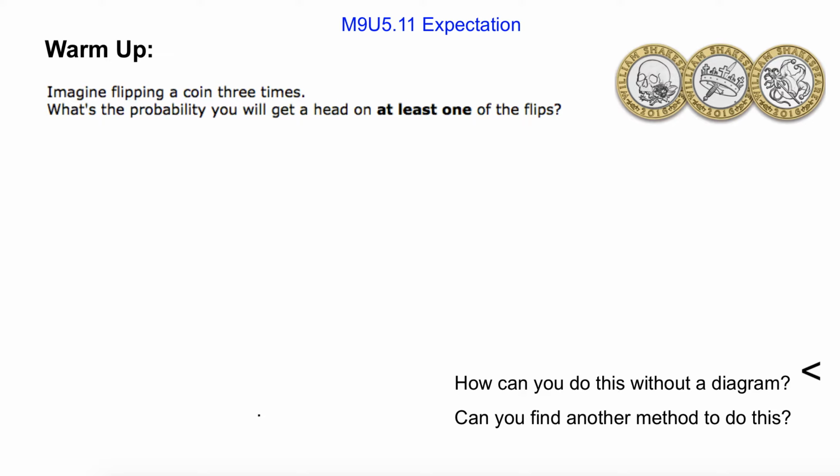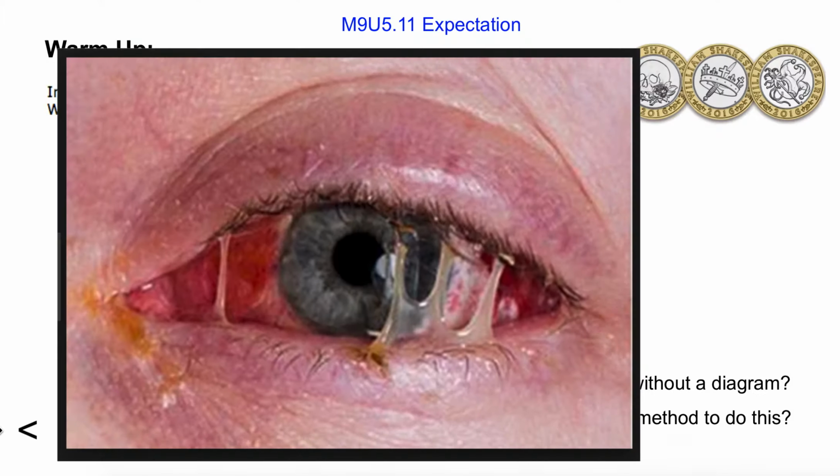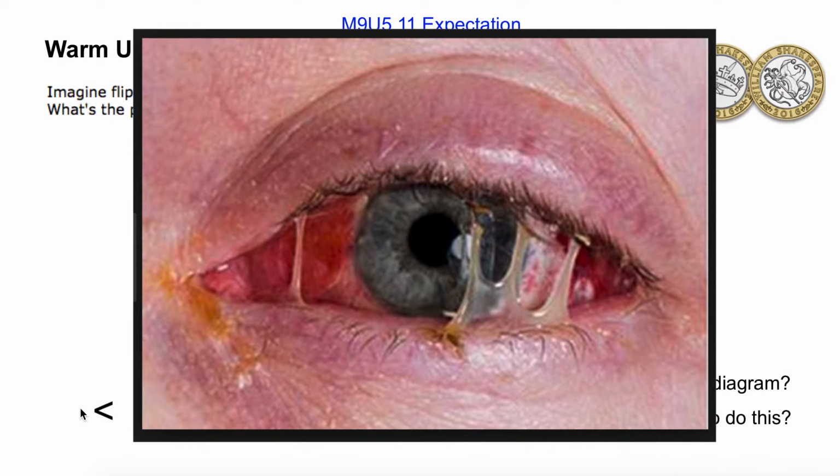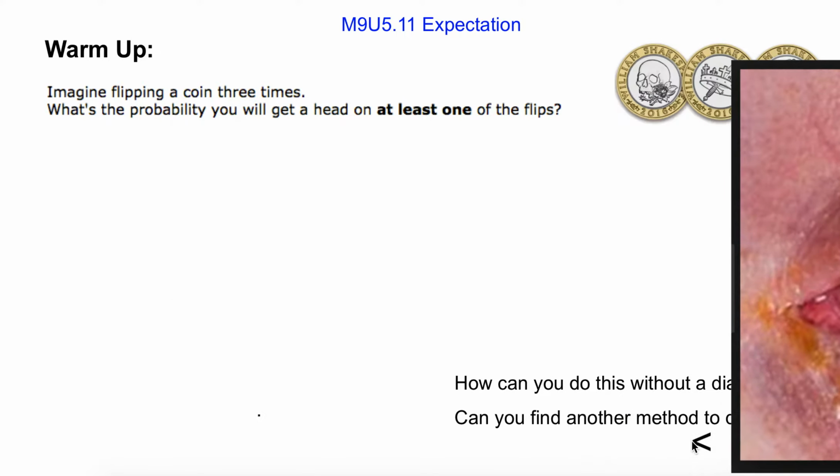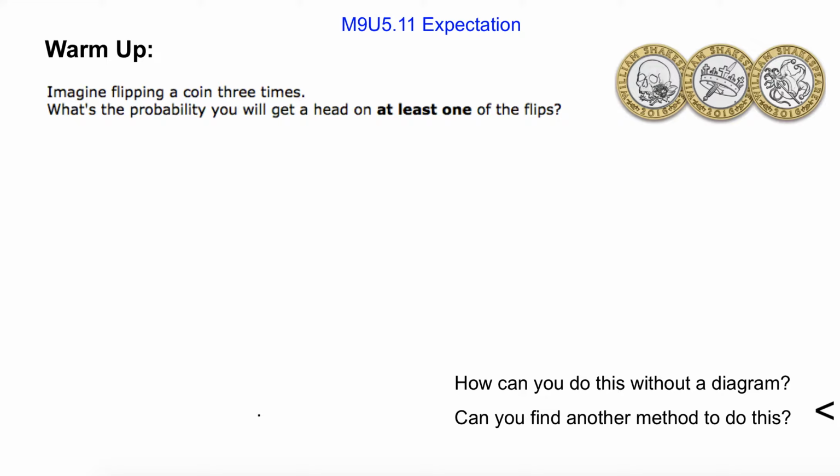Hey y'all, sorry I can't be there with you today. My daughter has conjunctivitis, also known as pink eye, and it looks like this. It's like an eye infection. You get all sorts of gross stuff in there. It's pretty awful, and it's highly contagious, so that's great.